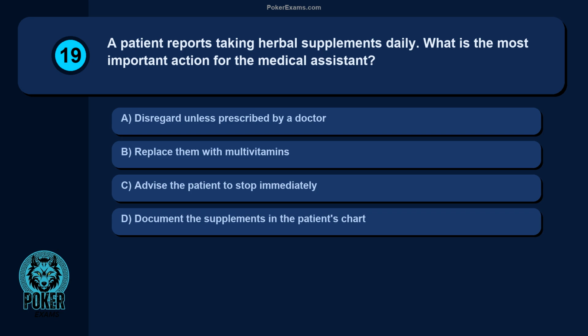Question 19. A patient reports taking herbal supplements daily. What is the most important action for the medical assistant? Disregard unless prescribed by a doctor. Replace them with multivitamins. Advise the patient to stop immediately. Document the supplements in the patient's chart.